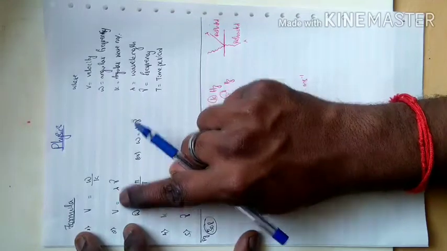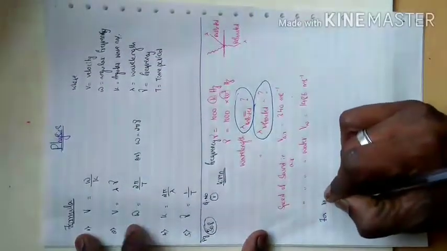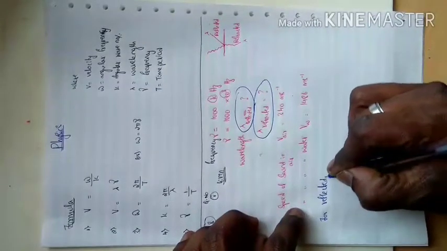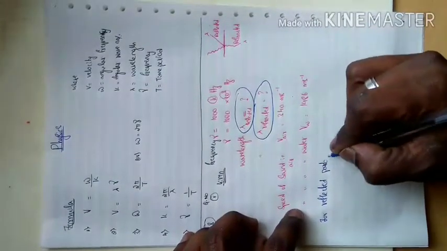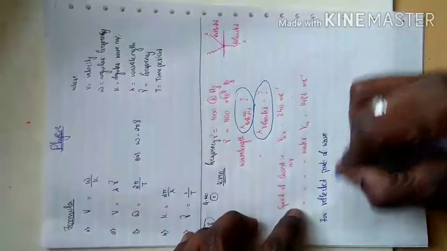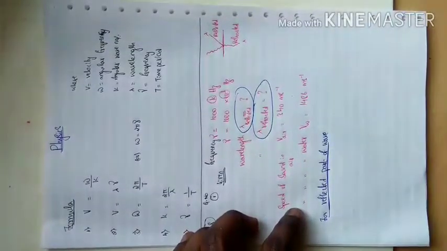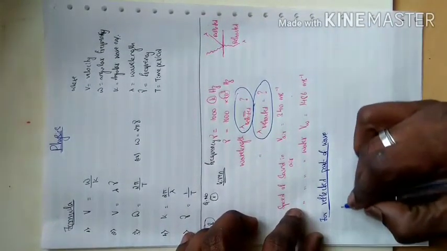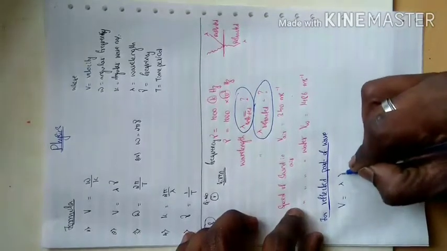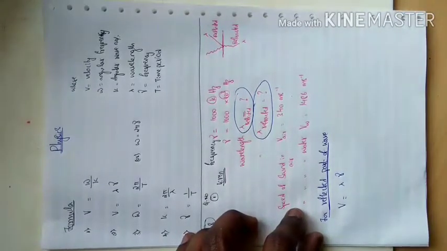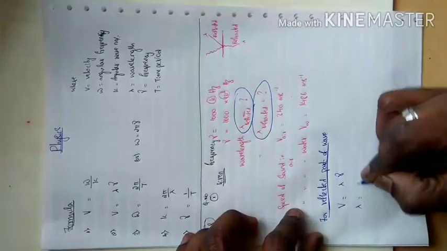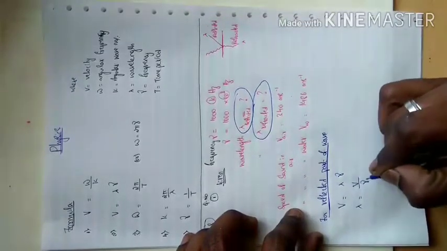I am choosing this formula: V is equal to lambda into nu, for the reflected part. For the reflected part of the wave, what is the formula here? V is equal to lambda into nu. Here I need to calculate the lambda. Sending this nu to the other side, it is V by lambda.